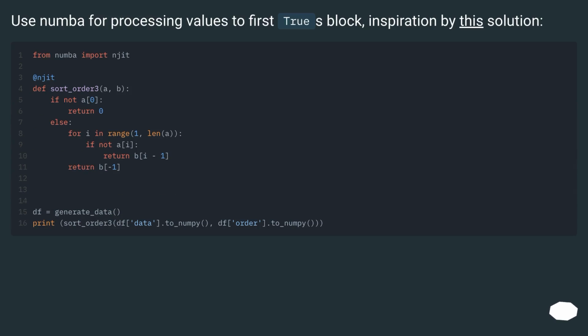Use Numba for processing values to the first trues block, inspired by this solution.